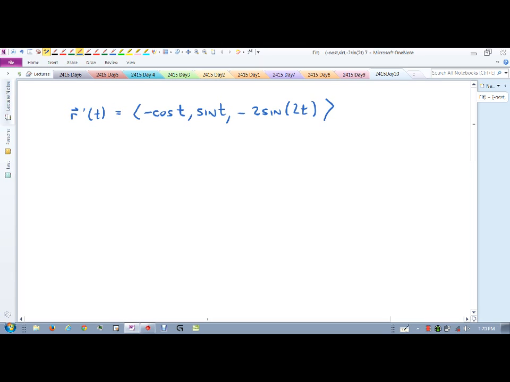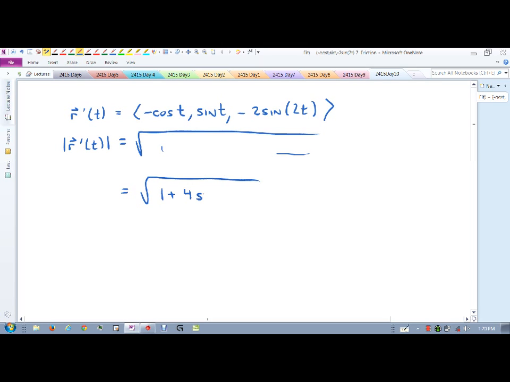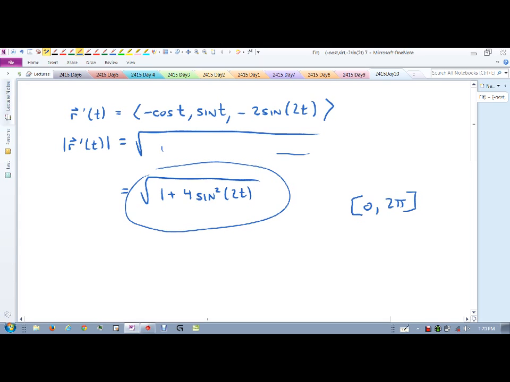How do we find the maximum speed? Speed is defined to be the magnitude of this derivative, right? So you just take the square root of each of those components squared and work that out. That's going to turn out to be, I believe, 1 plus 4 sine squared 2t. Then you're supposed to find the maximum of that on a closed interval, I believe 0 to 2 pi. At that point, I wanted you to go back and do like Cal 1, where you take the derivative of that and find the critical points.